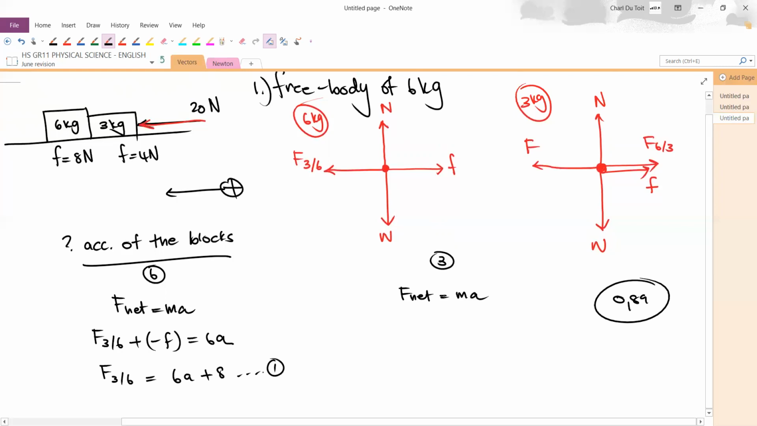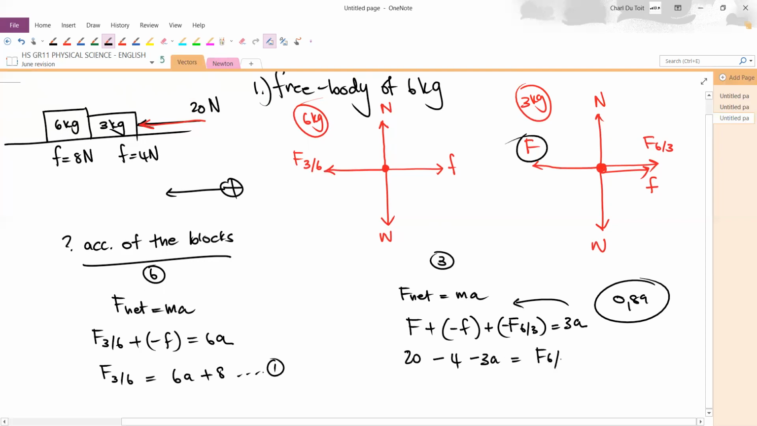Then the other block, F net is MA. We have force applied to the left, plus a negative friction value, plus another negative F of 6 on 3, and that is 3A. Let's fill in some values. The force applied is 20. Negative friction, 4. And then I'm going to take the 3A over, so it becomes negative 3A. And I'm taking that force of 6 on 3 to the right.